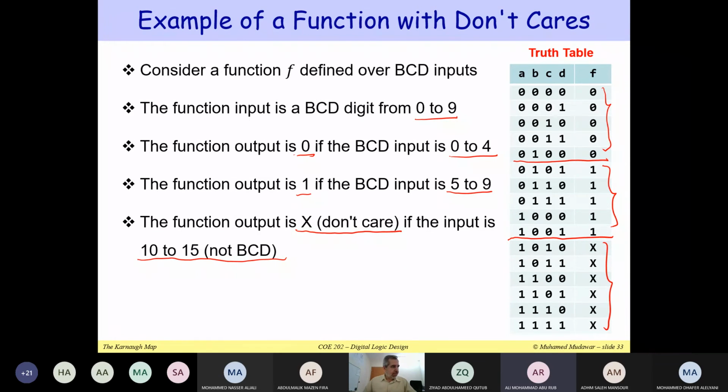Oh, yes, I didn't get what BCD means. Did you listen to my first lecture at the beginning of the semester when I talked about BCD codes? Oh, binary coded decimal. Yes, binary coded decimal. We use 4 bits to code the decimal digits from 0 to 9. That's BCD. Okay, all right.